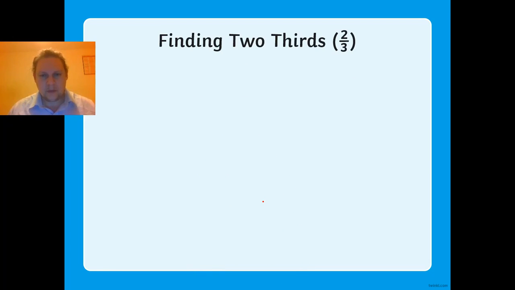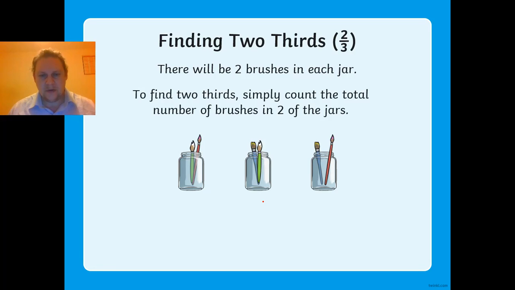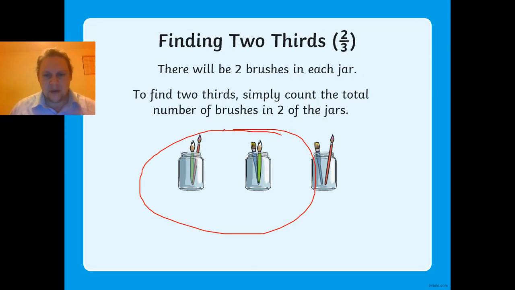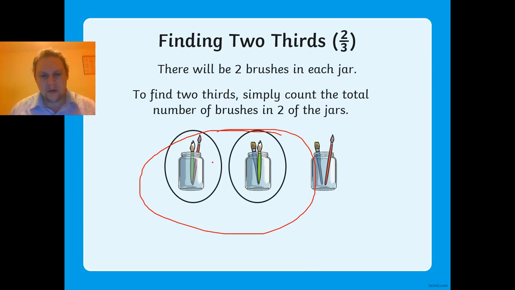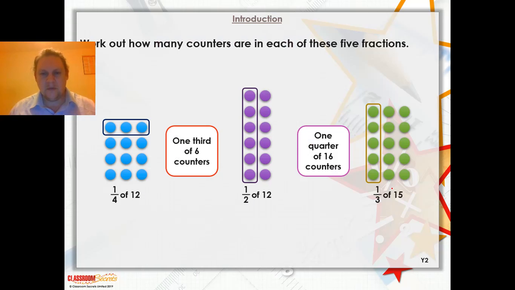So 2/3. There'll be 2 brushes in each jar. To find 2/3, simply count the total number of brushes in 2 jars. 1, 2. How many brushes have we got altogether? 1, 2, 3, 4. So there are 4 brushes in 2 jars. So 2/3 of 6 equals 4.